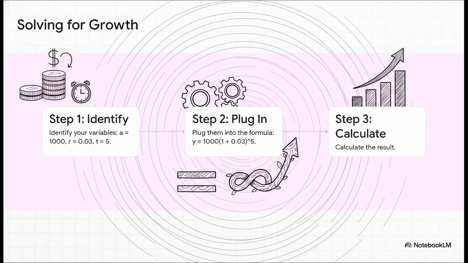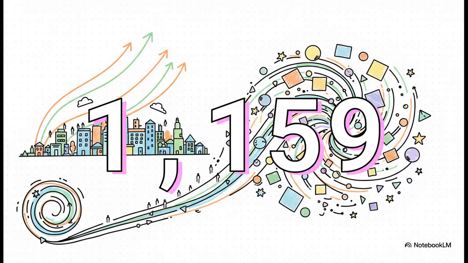The growth rate, R, is 3%, which we write as the decimal 0.03, and the time, T, is 5 years. We just slot those numbers right into our formula, so we get 1,000 times (1 plus 0.03), all raised to the power of 5. And when you calculate that out, after 5 years, the town's population is predicted to be 1,159 people, if we round it off. That's the power of compounding growth, captured perfectly in one little calculation.